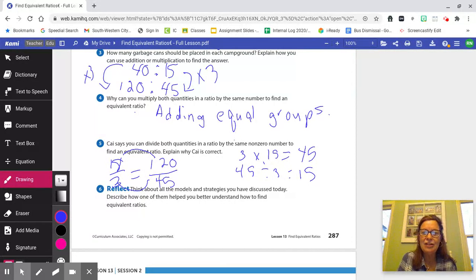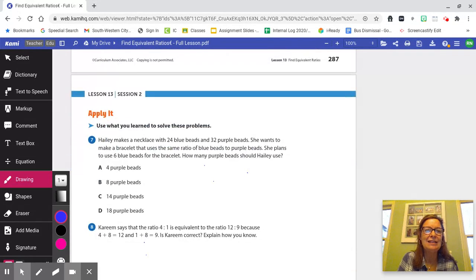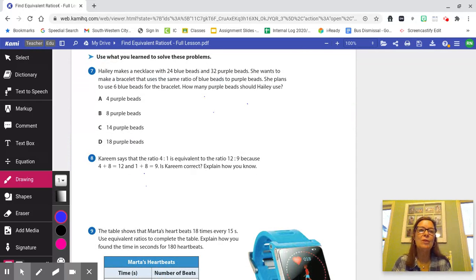And let's look at page 288. This question, I want to read it, and then you're going to solve it. Haley makes a necklace with 24 blue beads and 32 purple beads. She wants to make a bracelet that uses the same ratio of blue beads to purple beads. She plans to use 6 blue beads for each bracelet. How many purple beads should Haley use? Let's go ahead and stop the video, and then we'll come back.